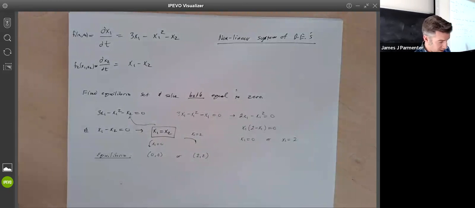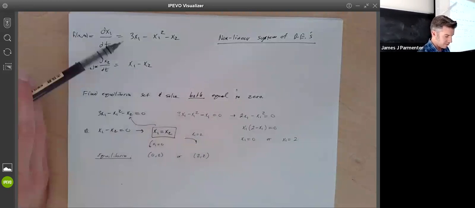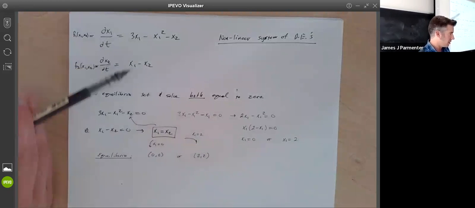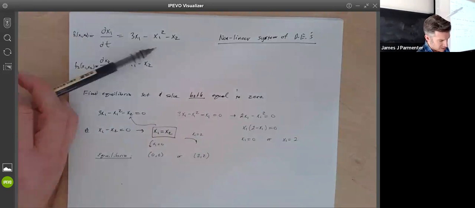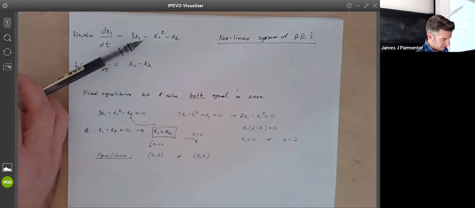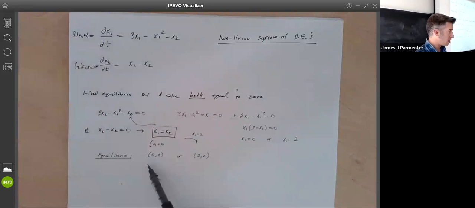And we can check, right? If you plug in 0, 0, well, clearly 0, 0 is easy. If you plug in 0 here, for both of them, they're going to be 0. Plugging in 2, 2 has a little more work. Let's check. 2 minus 2, that's 0. Plugging in 2 for x1 and 2 for x2, I get 6 minus 4 minus 2. Oh yeah, that's also 0. So both of these points are equilibria. They make both differential equations equal to 0 at the same time.